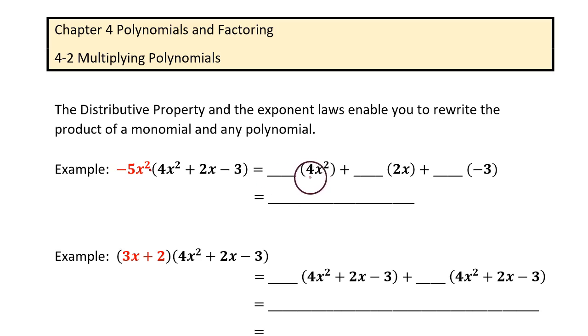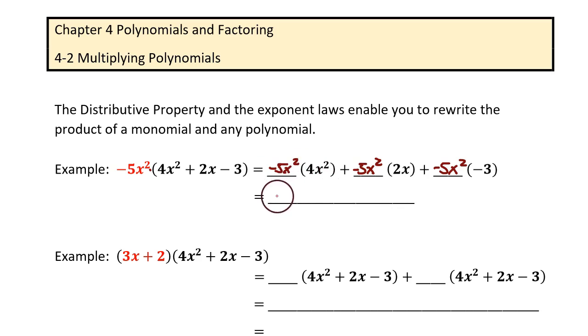And this is done with the distributive property. The note page has the work started, but on these blank spots, we need to write down the factor that's missing. What goes on this first blank spot? What gets multiplied to the 4x squared? It's the negative 5x squared. What goes on this blank spot? What gets multiplied to the 2x? It's the negative 5x squared. And on the last blank spot, negative 5x squared. This is the distributive property. Then there's a blank spot for the final answer.